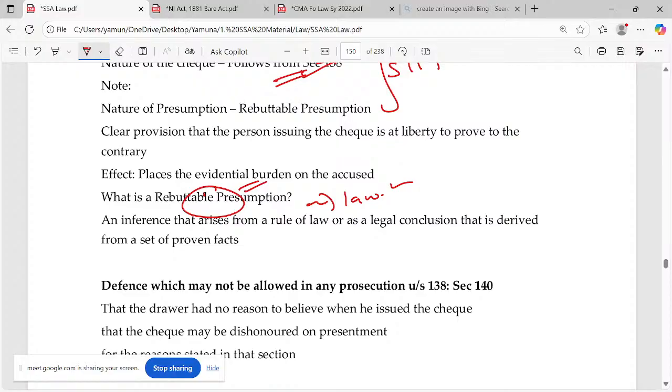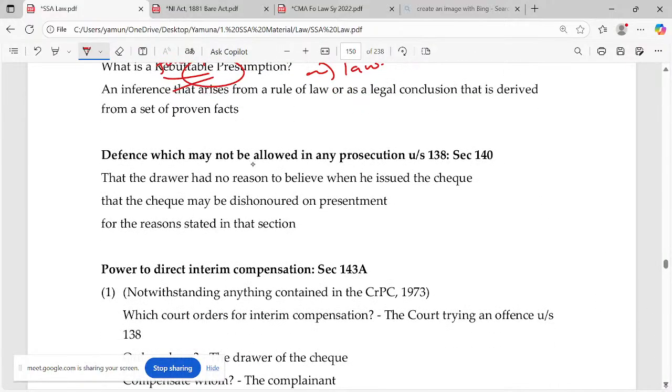There are a lot of presumptions. In our knowledge, what is a presumption? What the law has said, accept it, that is presumption. Here you take it as rebuttable presumption. Rebuttable means with respect to some facts proven by law. That's what it calls rebuttable presumption. Then 140, defense which may not be allowed in any prosecution. Yes, probably the lawyer has no reason to believe why he issued the check and why it is being dishonored. If it doesn't seem like that, normally this defense should not be allowed.